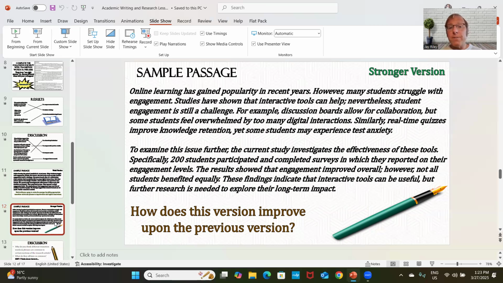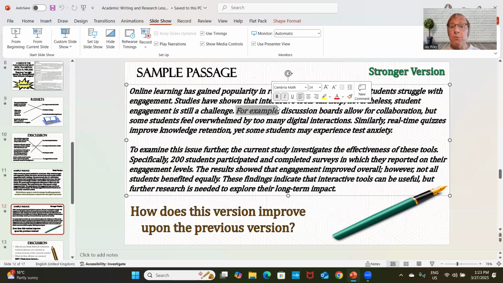So right there, fantastic. Lots of transitions, lots of compound sentences. We're not just having these short, simple sentences that make it sound so choppy. Another thing that we didn't talk about is, for example, for instance, these are other important phrases that we're going to want to include in our research article.